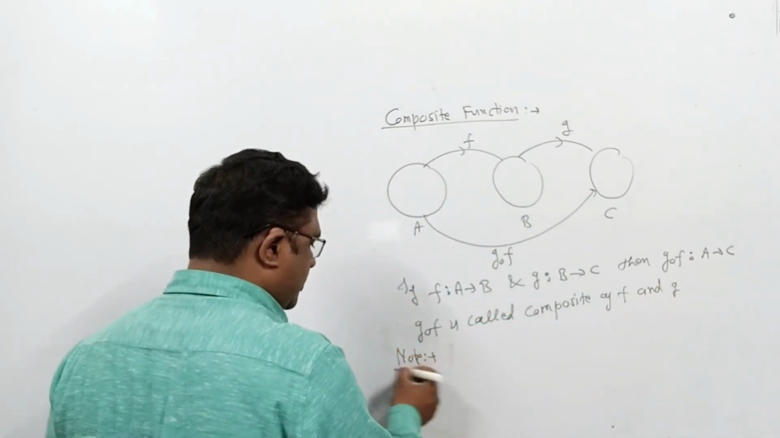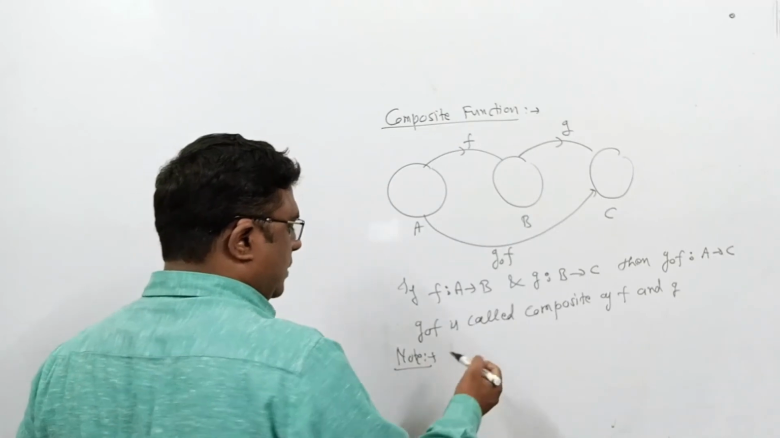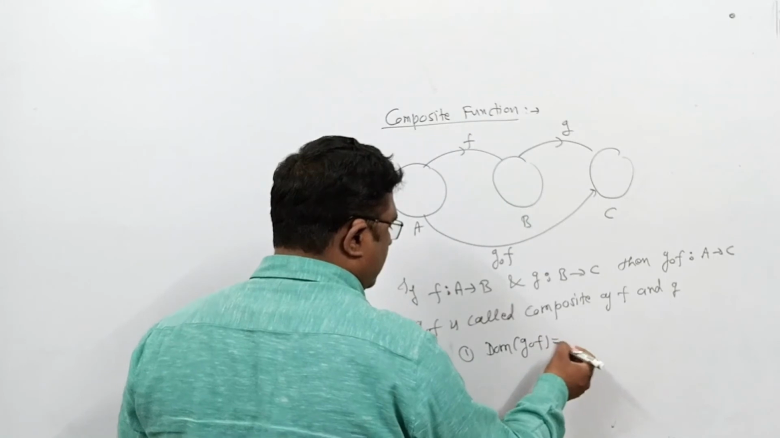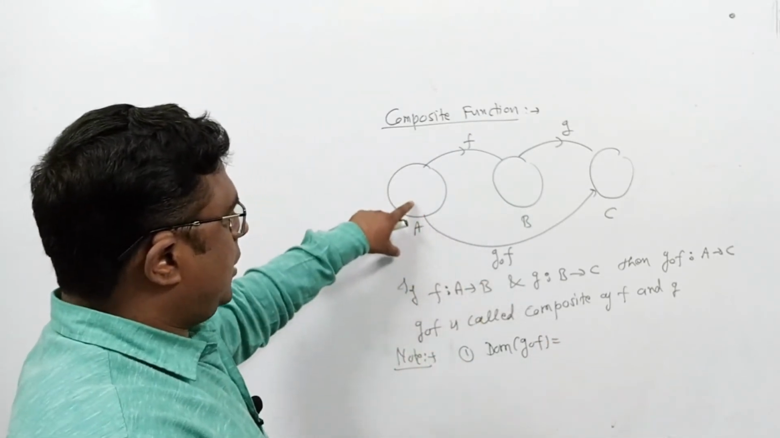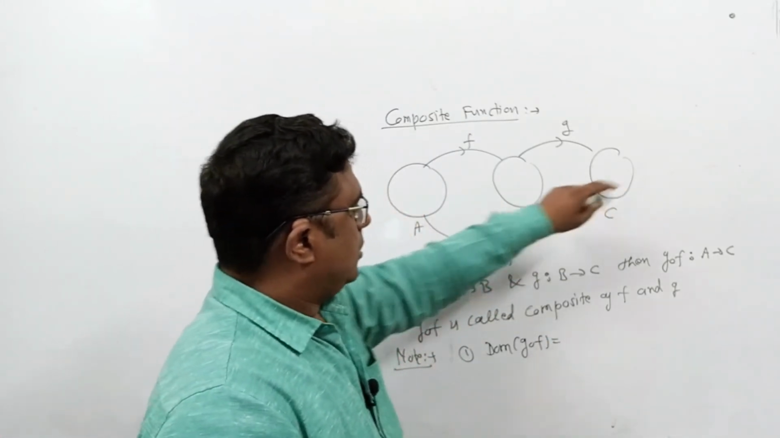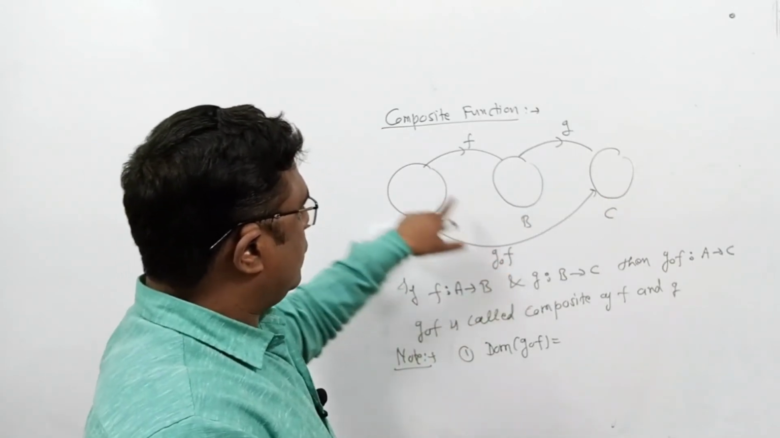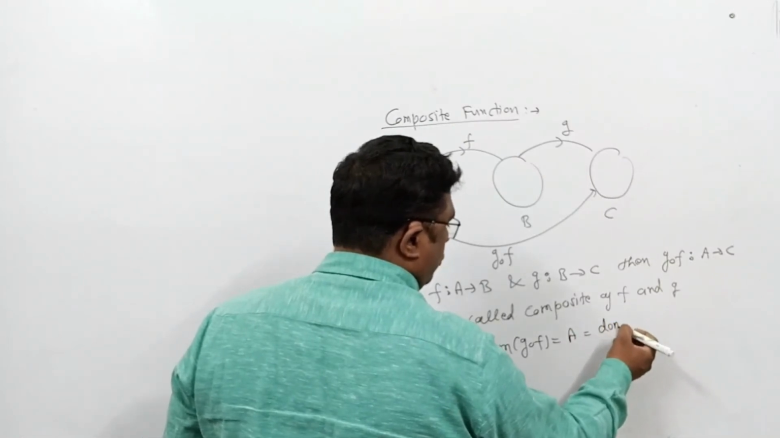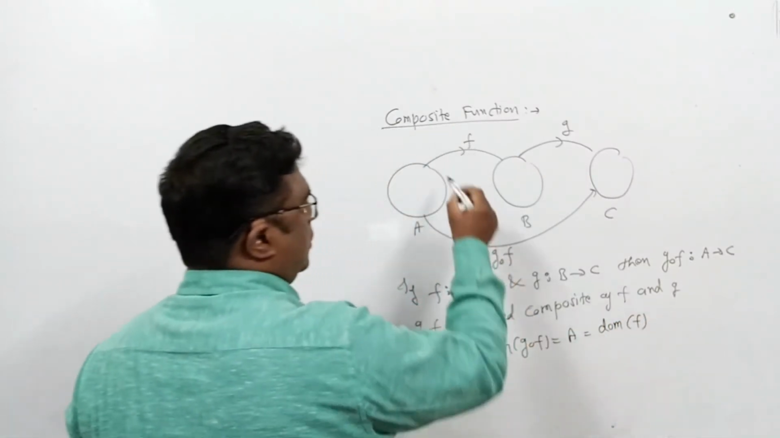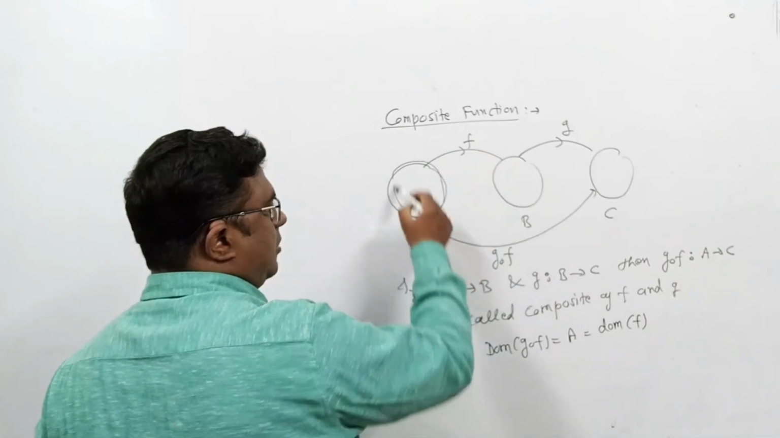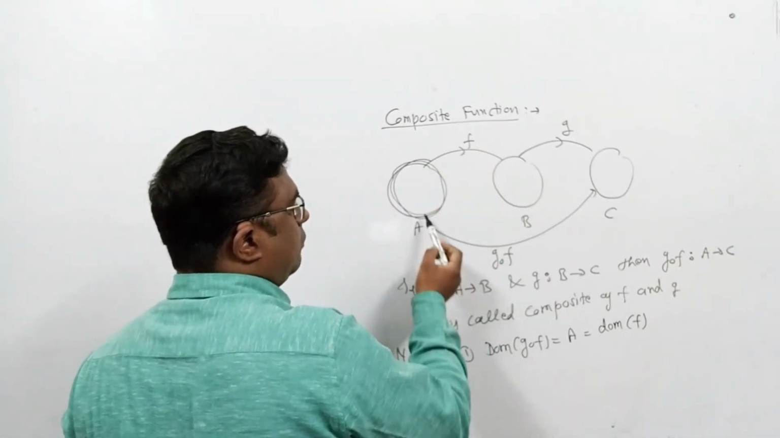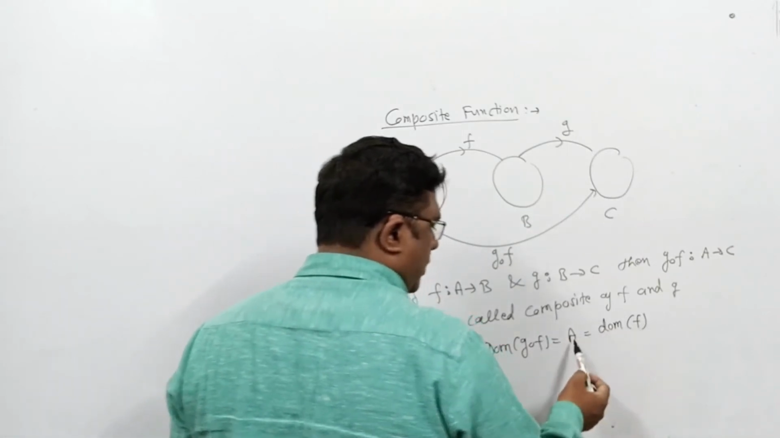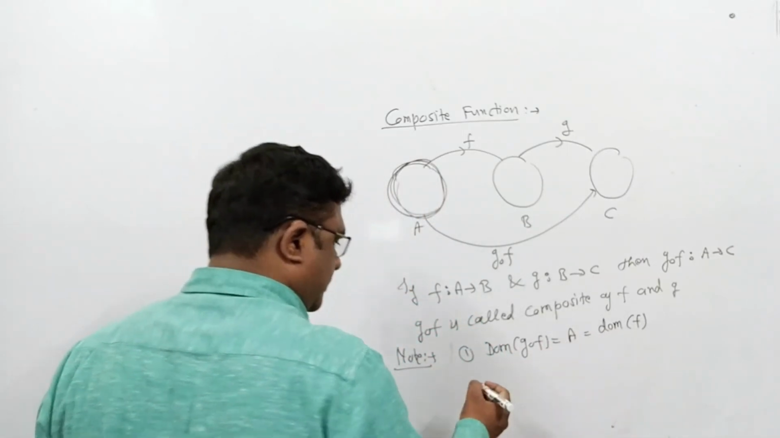Here are some notes regarding the composite function. Number 1, what is the domain of gof? You see, gof is starting from A and going to C. It means the domain of gof is A, which is actually the domain of the function f. What is the domain of function f? Same, A. So the domain of gof and the domain of f are the same, equal to A.